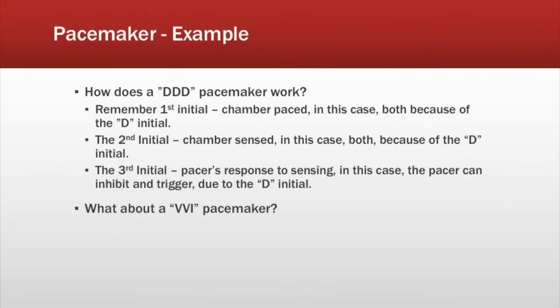The third initial, D, in the third initial spot, is going to be the pacemaker response to the sensing. So remember, we can inhibit the response, we can inhibit and then trigger for the second response, or we can do nothing at all. So in this particular case, the third initial is D. This is going to stand for dual, and for the third initial spot, this means it's going to inhibit and trigger.